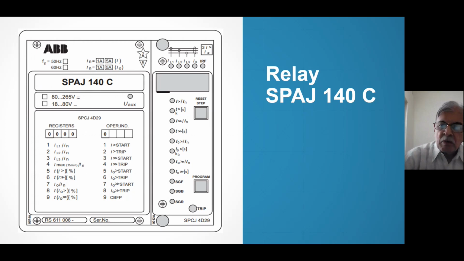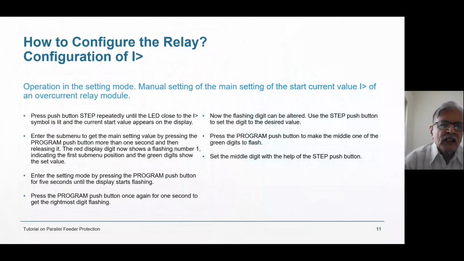So this is SPAJ 140C. How to configure the relay? How you will configure the relay? Operation in the setting mode.